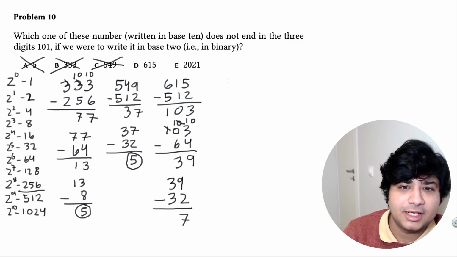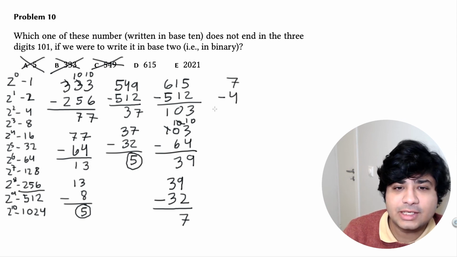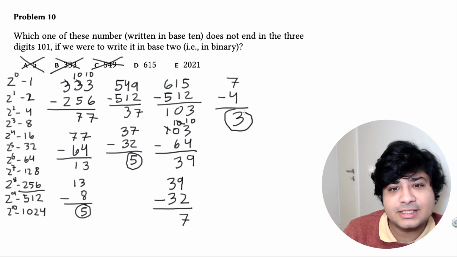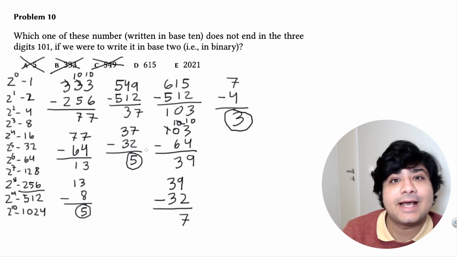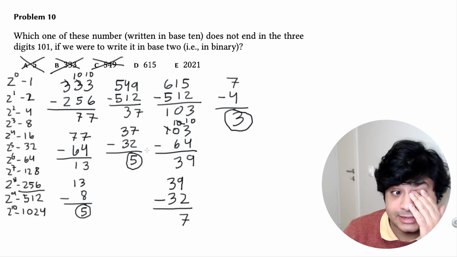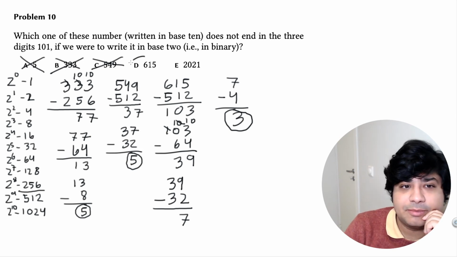That's interesting. So 7, what's the highest number that goes into that? That's a 4. Which means if we take 7 minus 4, that's not a 5. That is a 3. Which means that this number is not going to end in a 101 because it doesn't have a 5 that it ends with. So therefore, it must be D.